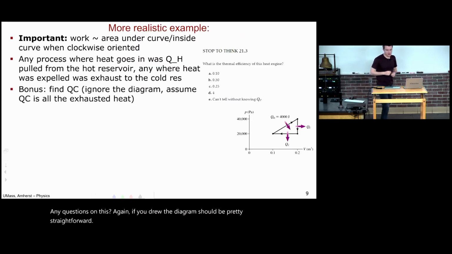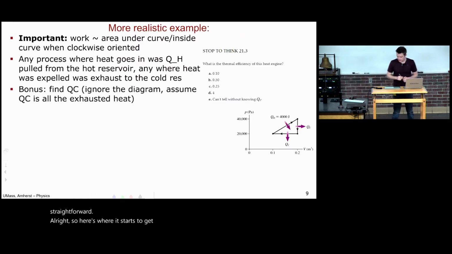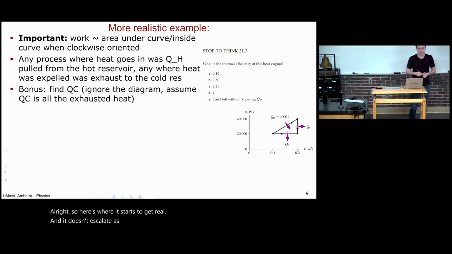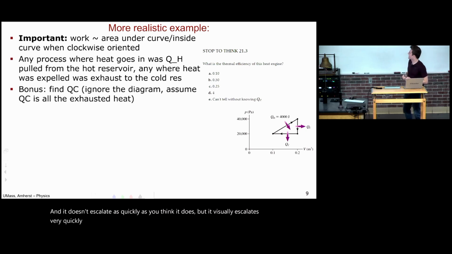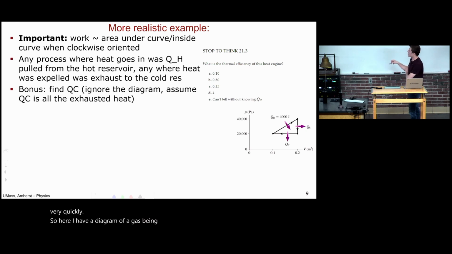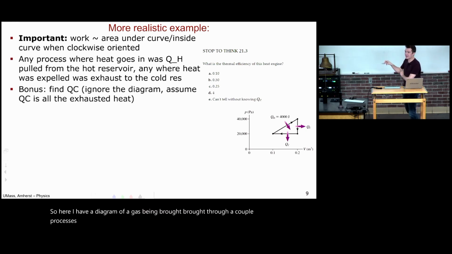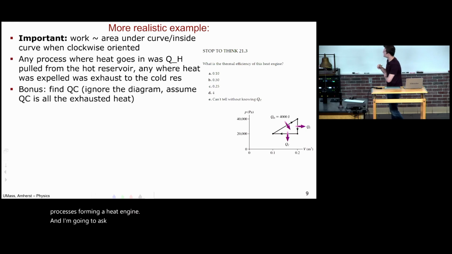All right, so here's where it starts to get real. And it doesn't escalate as quickly as you think it does, but it visually escalates very quickly. So here I have a diagram of a gas being brought through a couple processes, forming a heat engine. Okay, and I'm going to ask, what is the efficiency of the heat engine?